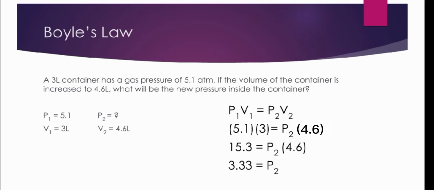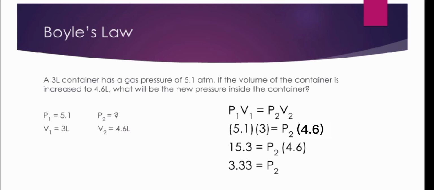By using the formula P1V1 equals P2V2, let's substitute all the given data. P1, we have 5.1 atmospheric pressure times V1, 3 liters, equals P2 times 4.6 liters. Multiply 5.1 and 3, we have 15.3 equals P2 times 4.6. Now divide 15.3 by 4.6, we have 3.33, and that is the new pressure. So that is Boyle's law.